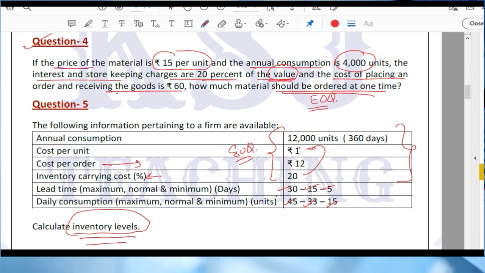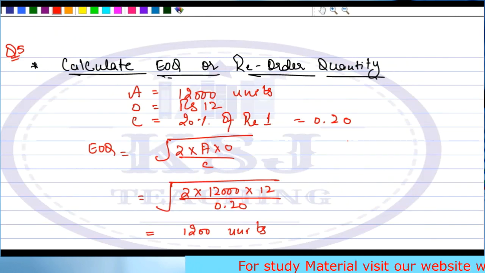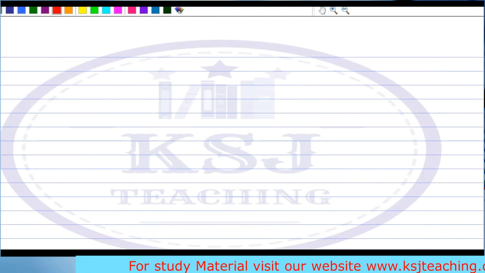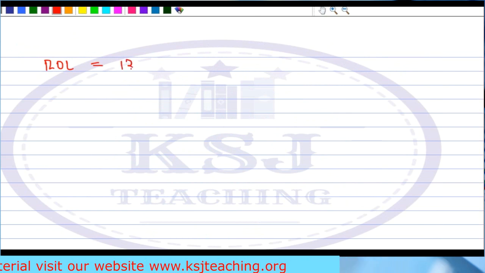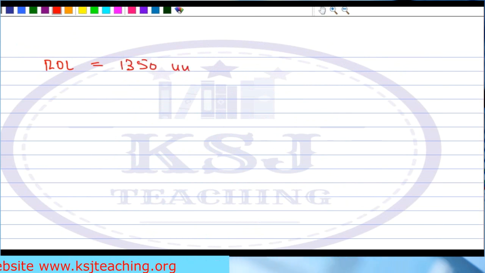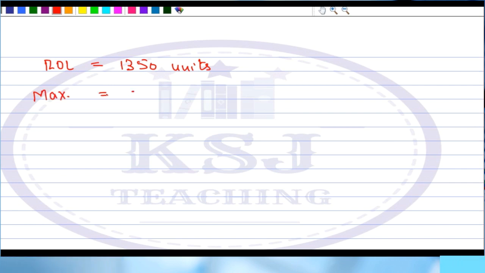I will give you the answers. Should I give you the answers, or you people will give me the answers? Okay, I'll give you the answers, no issues. Your reorder level will be 1350 units. You have to do nothing now. In this question, what is going to be the maximum level? It will be 2475 units.